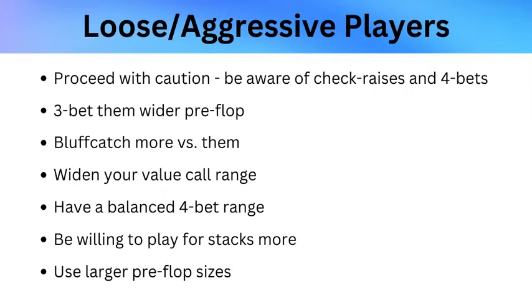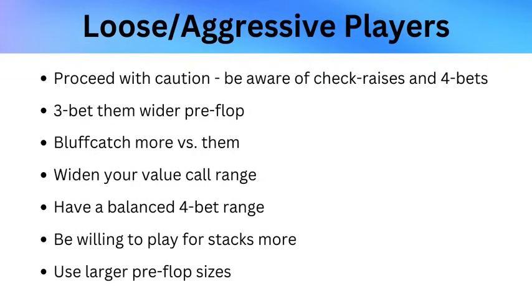So now let's talk about loose aggressive players. Loose aggressive players are players that play a lot of hands. They put in a lot of light 3-bets. They'll have a polarized 4-betting range, and they'll bluff a lot, and they'll just try and put the pressure on you to fold your hand. So versus aggressive players, you want to proceed with caution and be aware of check raises and 4-bets.